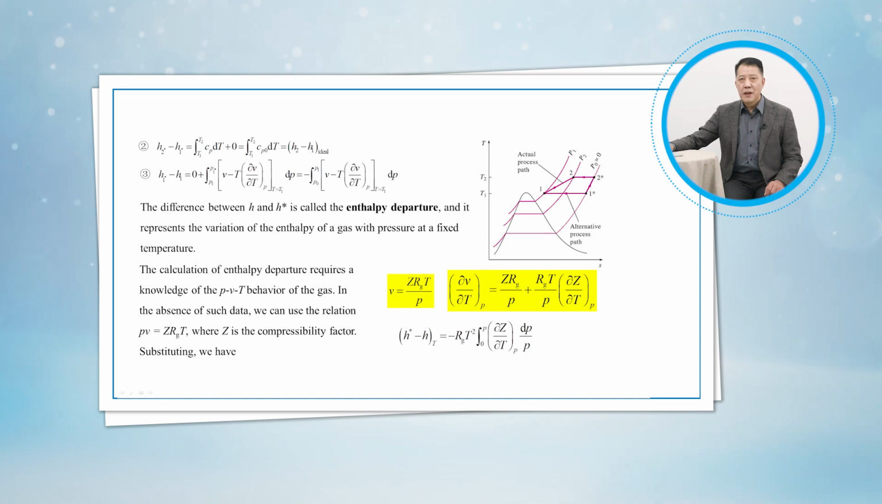The calculation of enthalpy departure requires a knowledge of the PVT behavior of the gas. In the absence of such data, we can use the relation where Z is a compressibility factor. Substituting, we have the enthalpy departure, which can then be obtained by integrating the above expression.